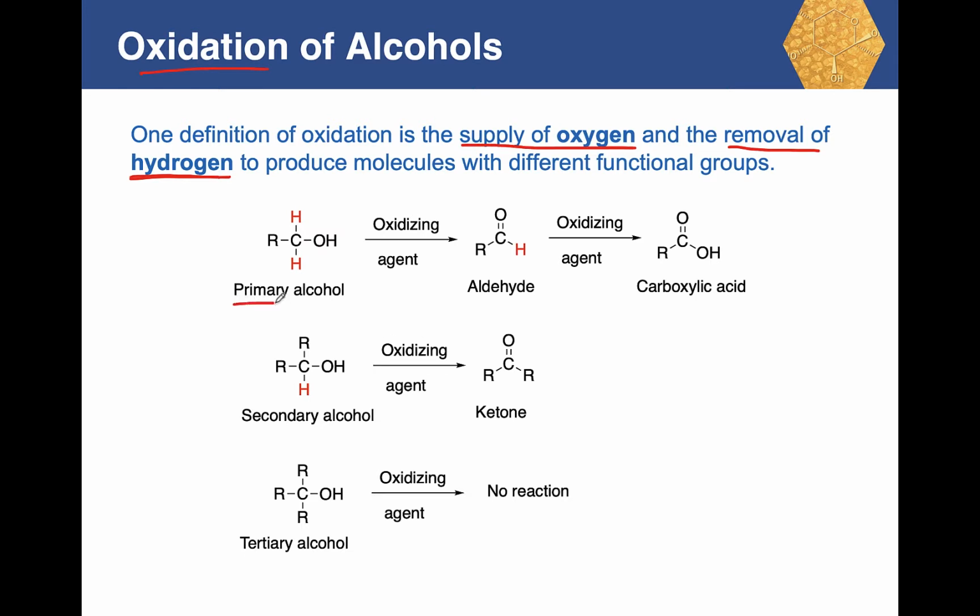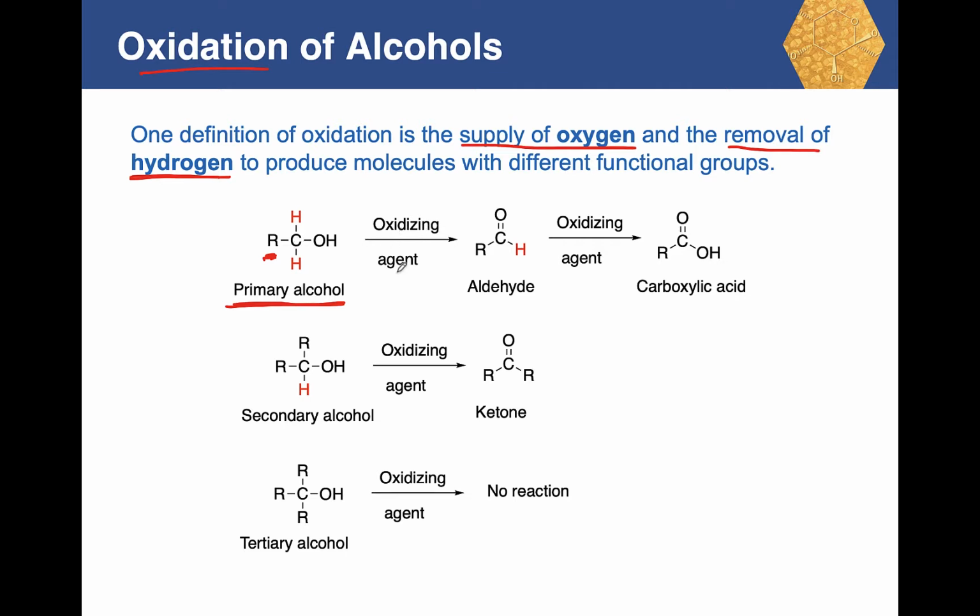So here is a primary alcohol. Remember, we have classified alcohols as primary, secondary, and tertiary based on the number of alkyl groups or carbon-containing groups that are bonded to the carbon that has the OH. This is a primary alcohol because it has one alkyl group bonded to the carbon. Therefore, it has two hydrogens, one and two, bonded to this carbon.